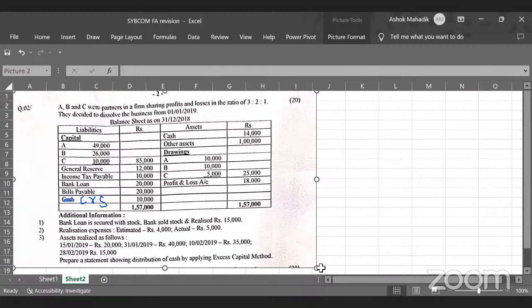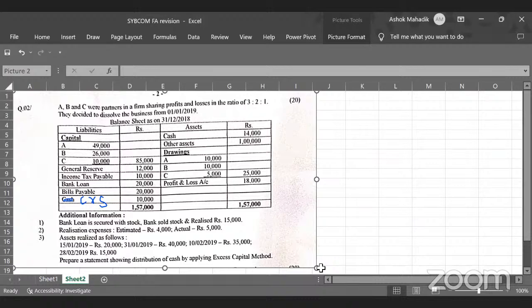A, B, and C were partners in a firm sharing profits and losses in the ratio of 3:2:1. They decided to dissolve the business from 1st January 2019, the next day of the balance sheet. Capital of A, B, C is given, general reserve, income tax payable, bank loan, bills payable, and creditors given. Okay, there was a printing mistake. I have corrected it. On the other side we have cash, other assets, drawings, and profit and loss.